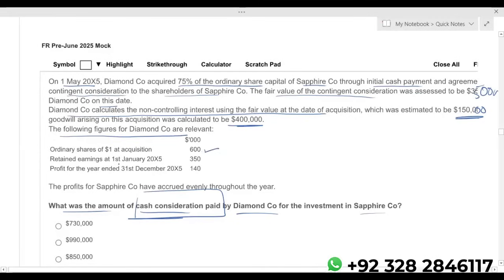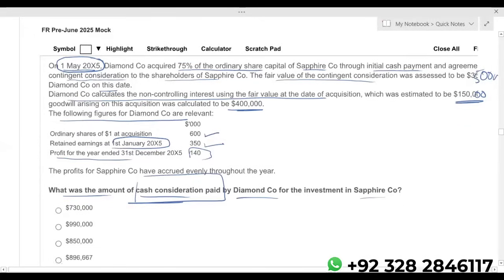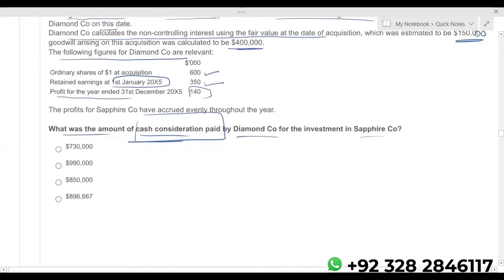Retained earning 1st January X5, 350. But acquisition date is 1st May X5. We have acquired during there. Profit for the year ended December X5 is 140. The profit for Sapphire Company have accrued evenly throughout the year. We need to calculate cash consideration. Whoever knows the format of goodwill can easily calculate cash consideration.